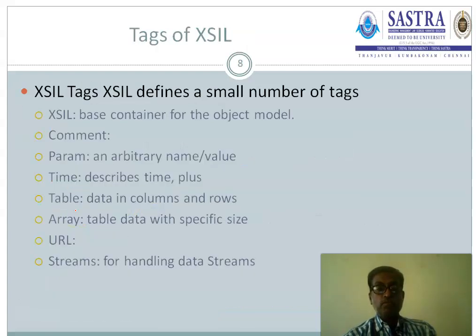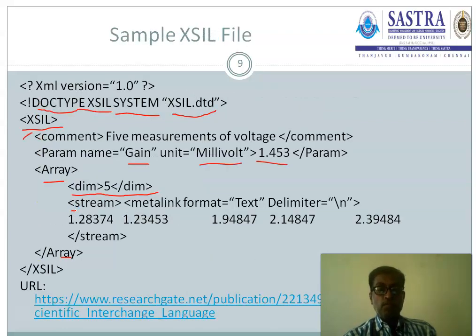See, what is the use of stream? The stream is used for handling the data stream. We are going to store all data in streaming format, metallic format text, delimiter \n. I mean, all values are separated by \n. All values are given one by one. First value, second value, third value, fourth, fifth. Because it is the measurement of voltage, we are following 5 values, so that is stored here. The array is closed, and then XSIL is closed.